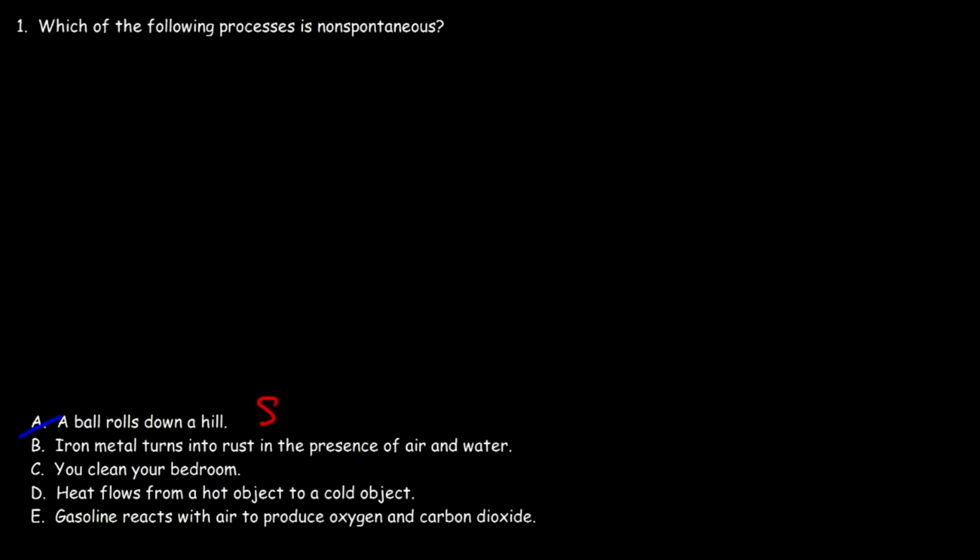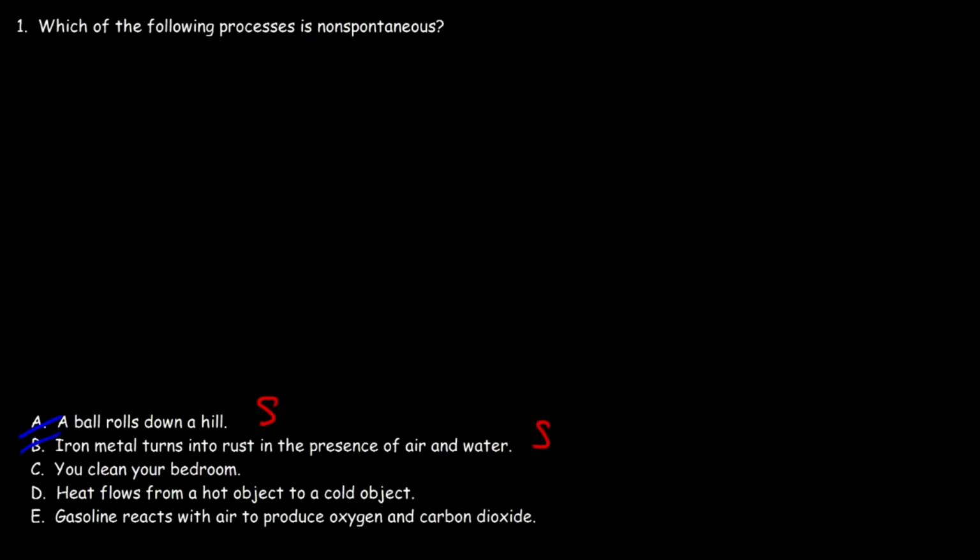Iron metal turns into rust in the presence of air and water. Is that spontaneous or non-spontaneous? So if you place iron metal outside in the air, in a humid environment, will it turn into rust? Now over time it will happen. So that is a spontaneous process. As long as it's exposed to the elements, you don't have to do anything. It's going to turn into rust on its own.